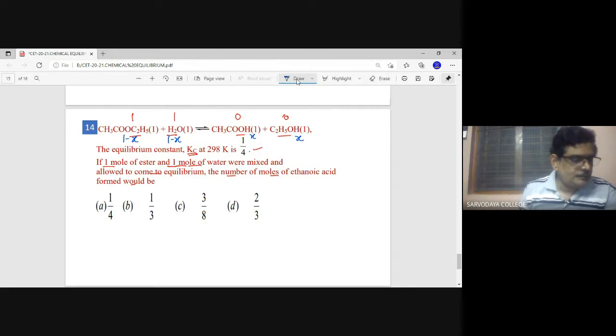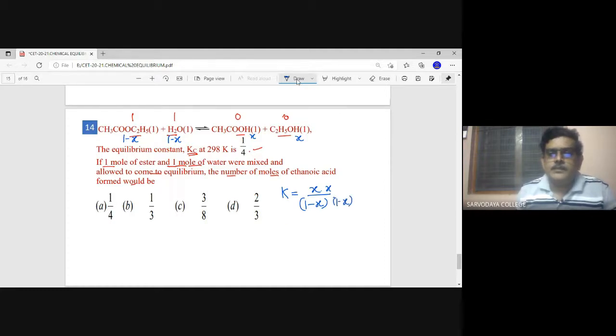Then the expression for Kc, according to the law of mass action, will be x into x divided by 1 minus x into 1 minus x. So it will be x square divided by 1 minus x whole square, and that will be 1 by 4. Now you cross multiply, you are going to get 4x square equals 1 minus x whole square. So this will be a quadratic equation. 1 minus x whole square is 1 plus x square minus 2x, equal to 4x square.